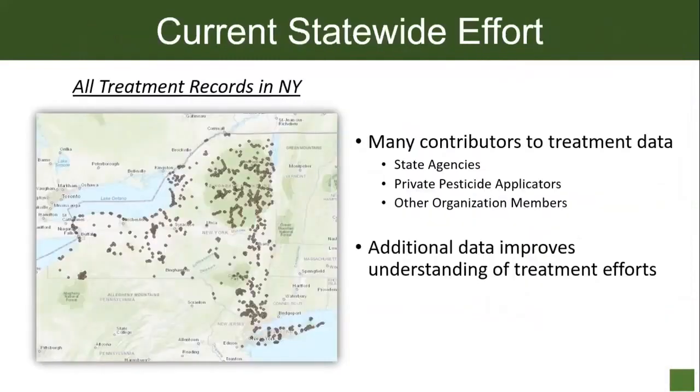We have many different organizations collecting treatment data in iMapInvasives already. In the map on the screen, you can see all of the points across New York State, where our partners have been recording some of the invasive species treatment work that they have been conducting. This includes state agencies, private pesticide applicators, volunteers, and other organization members. This additional data improves understanding of treatment efforts. So we really appreciate any efforts to record treatment data in iMapInvasives.